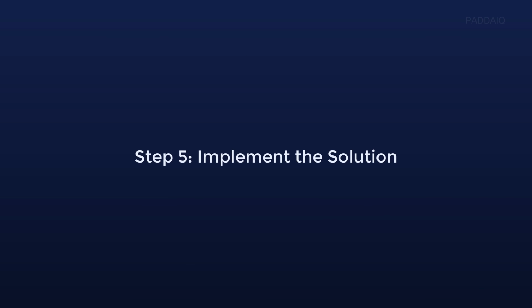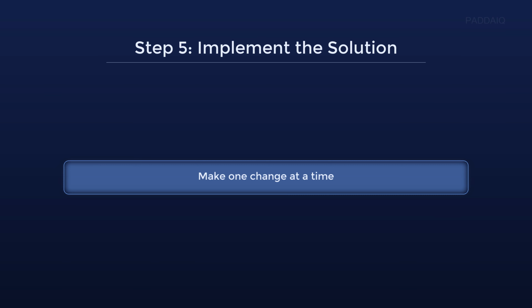Step 5. Implement the solution. Make one change at a time. This means modifying only a single component or piece of code before testing it. For instance, if updating a user interface, first change just the button color and verify it works correctly before altering anything else. This disciplined approach ensures each modification is stable and its impact is clear, preventing complex issues.